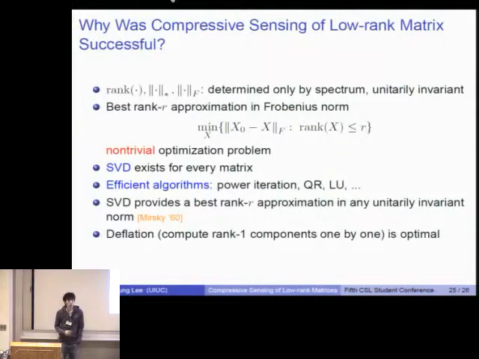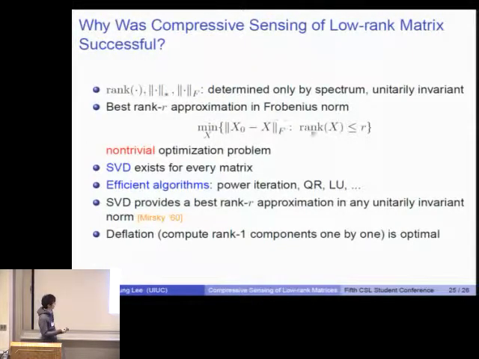So what was ideal in the success of compressed sensing of low-rank matrices? We need to think about some properties of the quantities used in algorithms and theory. We use the rank, Euclidean norm, and Frobenius norm. They are all determined by the spectrum and are unitarily invariant. That means if we apply any rotation, it preserves the quantity. And we often used the best rank-r approximation in Frobenius norm.